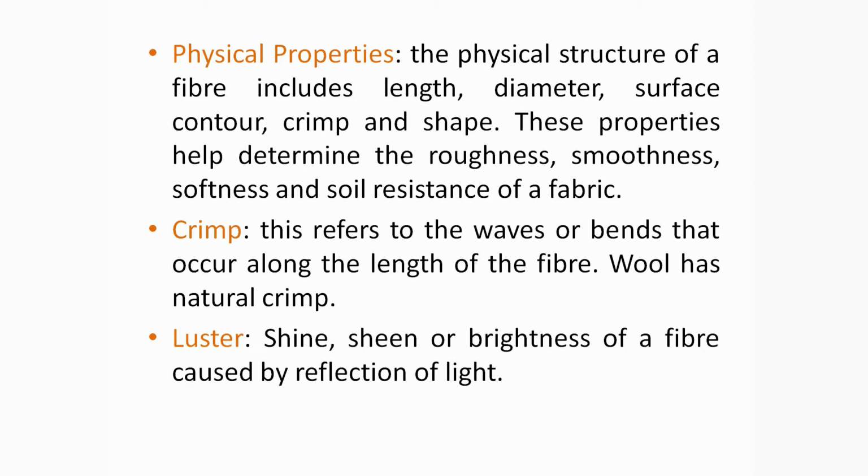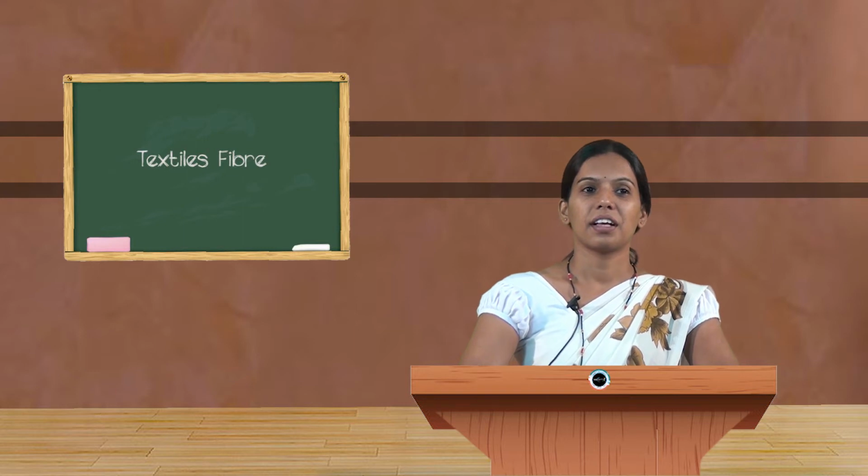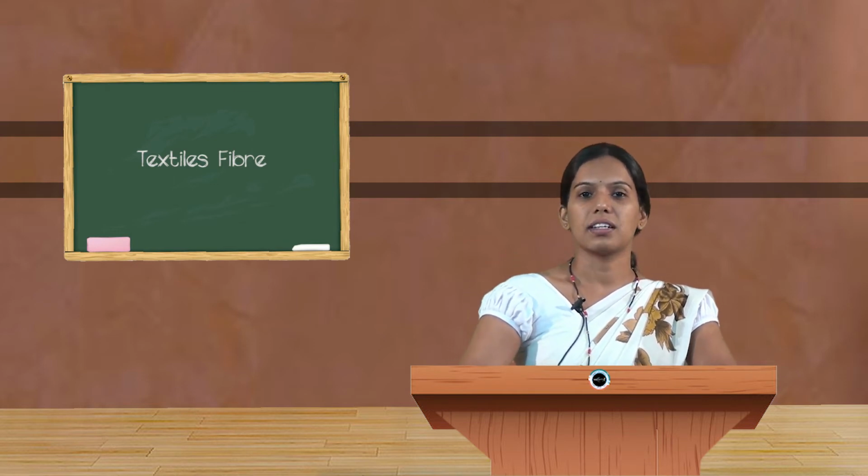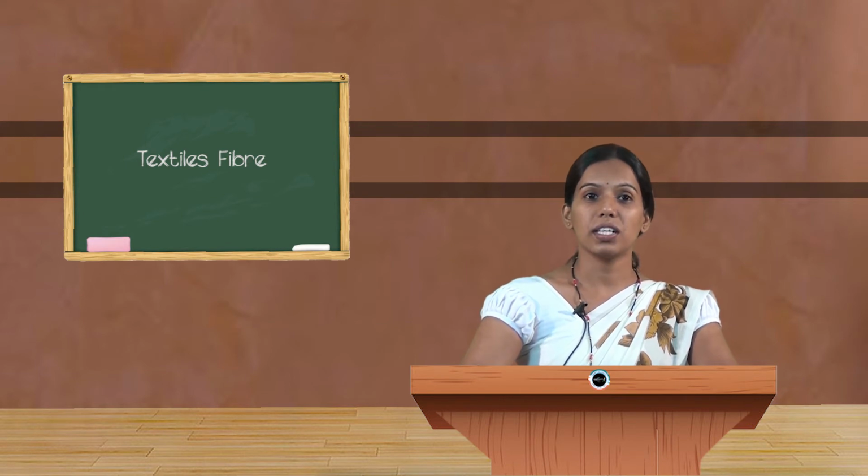Second property is crimp. This refers to the waves or bends that occur along the length of the fiber. The only fiber which has a natural crimp is wool. Next property is luster. Luster is nothing but the shine, sheen or brightness of a fiber. It's caused by reflection of light. Next is strength, its ability to resist strain and stress. Some fibers gain strength when wet, such as cotton, and some lose strength, such as silk, wool, etc.